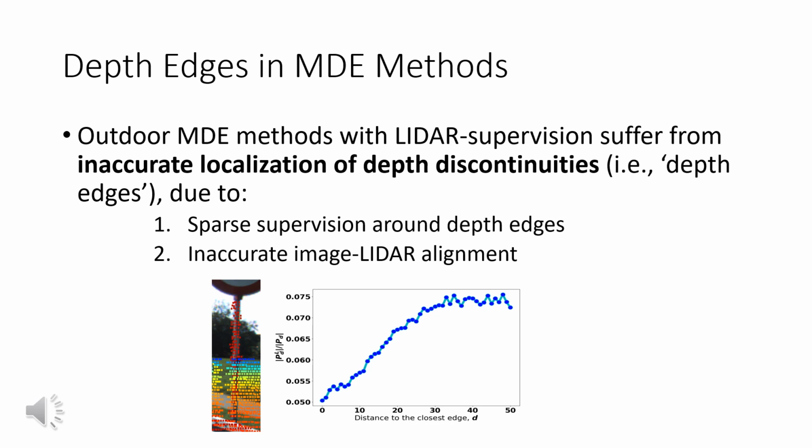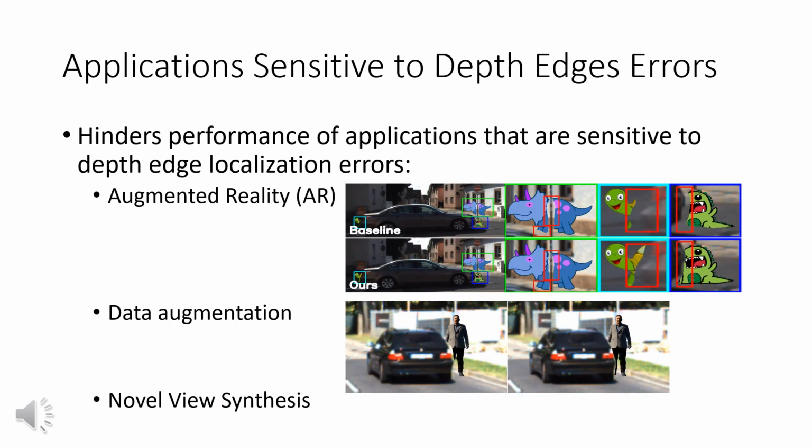This is mainly due to two reasons. 1. The supervision around depth edges is especially sparse, as measured from ground truth depth maps. 2. In the process of image and LiDAR alignment, there are typically errors that have the largest effect on depth edges. Some applications that use depth are sensitive to errors in the localization of depth edges.